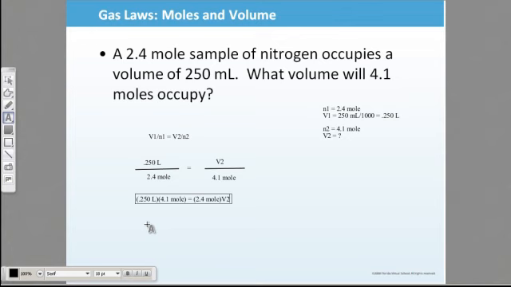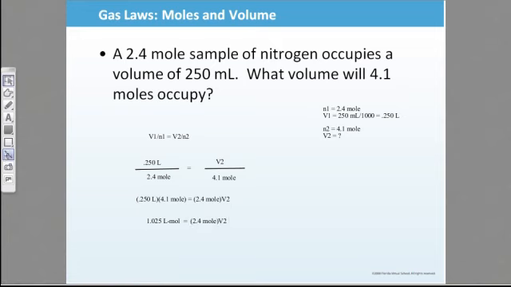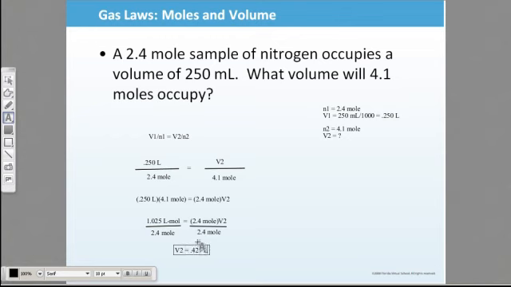So now on the left side, we've got 1.025 liter moles, and we still have 2.4 moles V2 on the right side. Again, to get V2 by itself, we've got to divide both sides by the 2.4. And that gets us our final answer, where V2 is going to be 0.427 liters. And again, if we multiply it by 1,000, it would be 427 milliliters. Either one would be an acceptable answer.